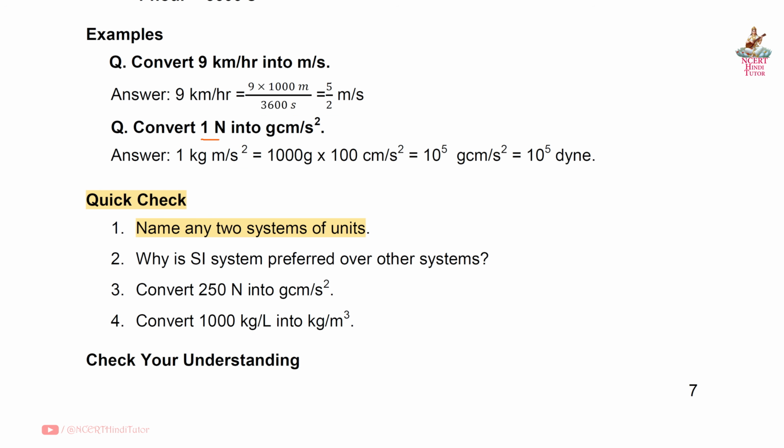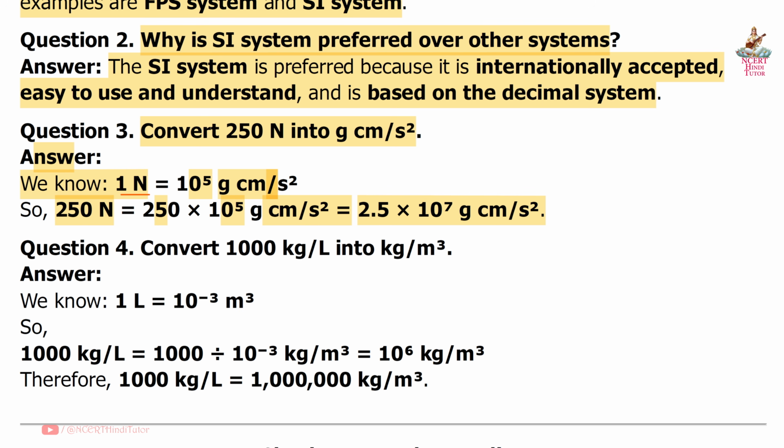So friends, we know 1 Newton is 1 kg meter per second square. So we convert it into gram centimeter per second square. So 1 kg is equals to 1000 gram, 1 meter is equals to 100 centimeters. We get 10 to the power 5 gram centimeter per second square is equals to 10 to the power 5 dyne, and we multiply it by 250. So we get 2.5 into 10 to the power 7 gram centimeter per second square.